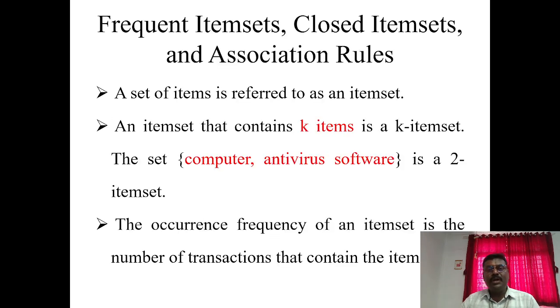Here you have frequent item set, closed item set, and association rule. A set of items is referred to as an item set. An item set that contains k items is a k-item set. For example, if you have an item set with two items, one is computers and another one is antivirus software, here you have a two-item set.